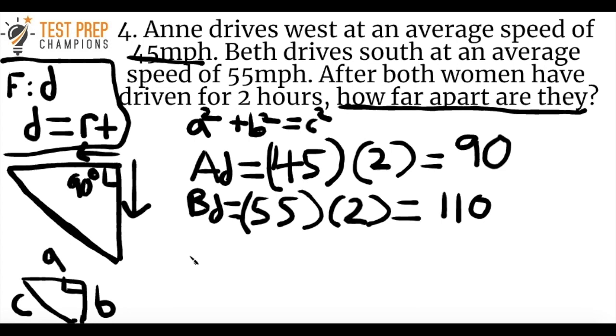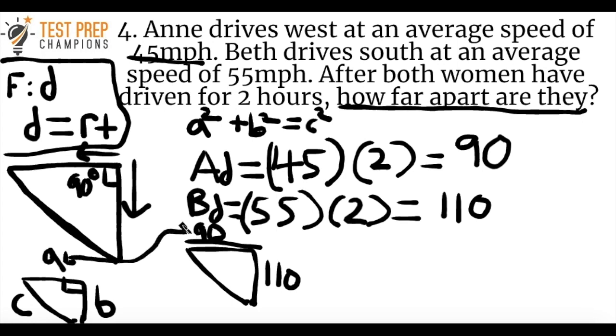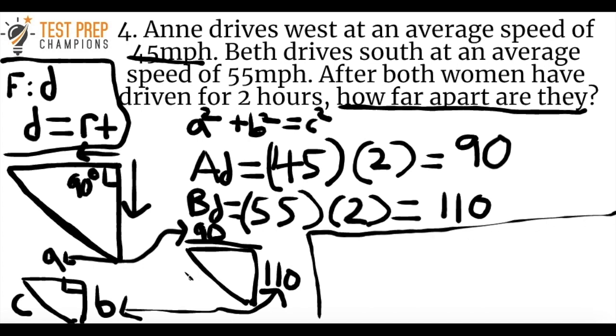Let me bring this triangle here so that we can see this a little better. This side of the triangle is 90 miles, and this side here is 110 miles. So side A of our triangle is 90 miles, and side B is 110 miles. In our formula, A squared plus B squared equals C squared, we can find side C. So let's take 90 squared plus 110 squared.